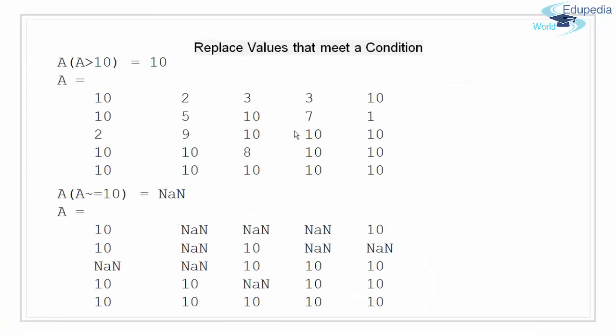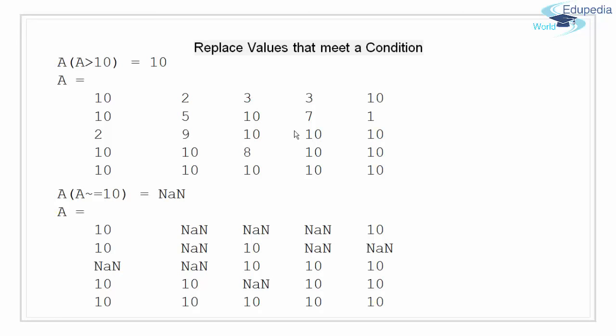The same trick that we use to find the elements in a matrix that meet a certain condition can also be used to replace the values of said elements with our desired value. Say for example, in the first box, here in the top matrix, I have applied a condition that number should be greater than 10. Using this condition, I am going to replace all the values of A that are greater than 10 with 10. This way, I am ensuring that the matrix has the maximum value of 10.